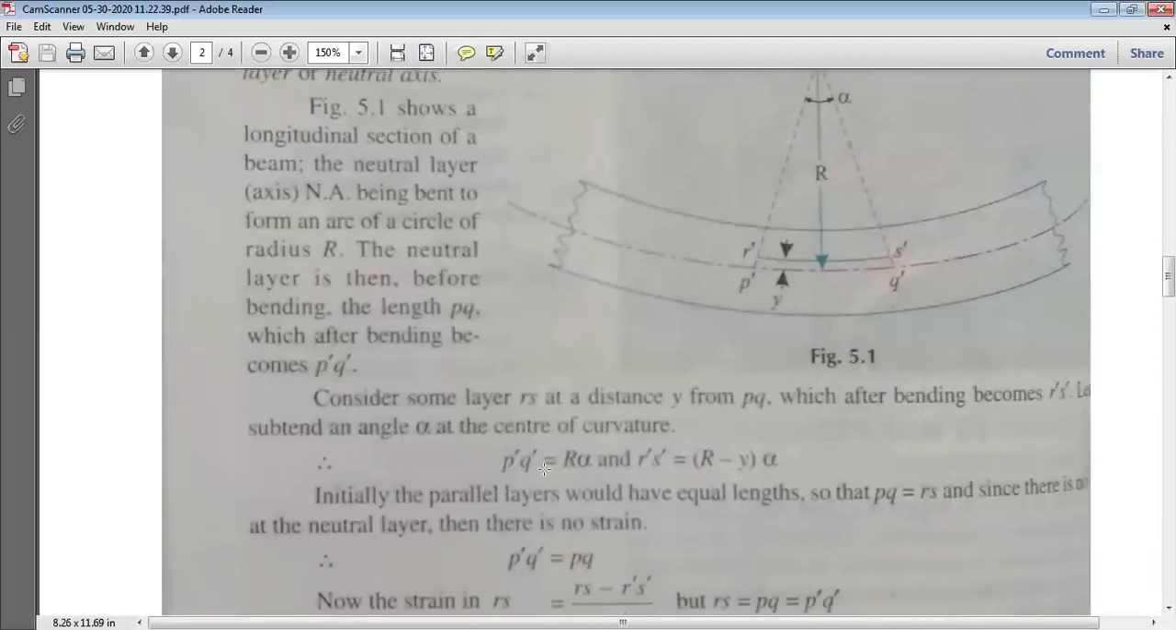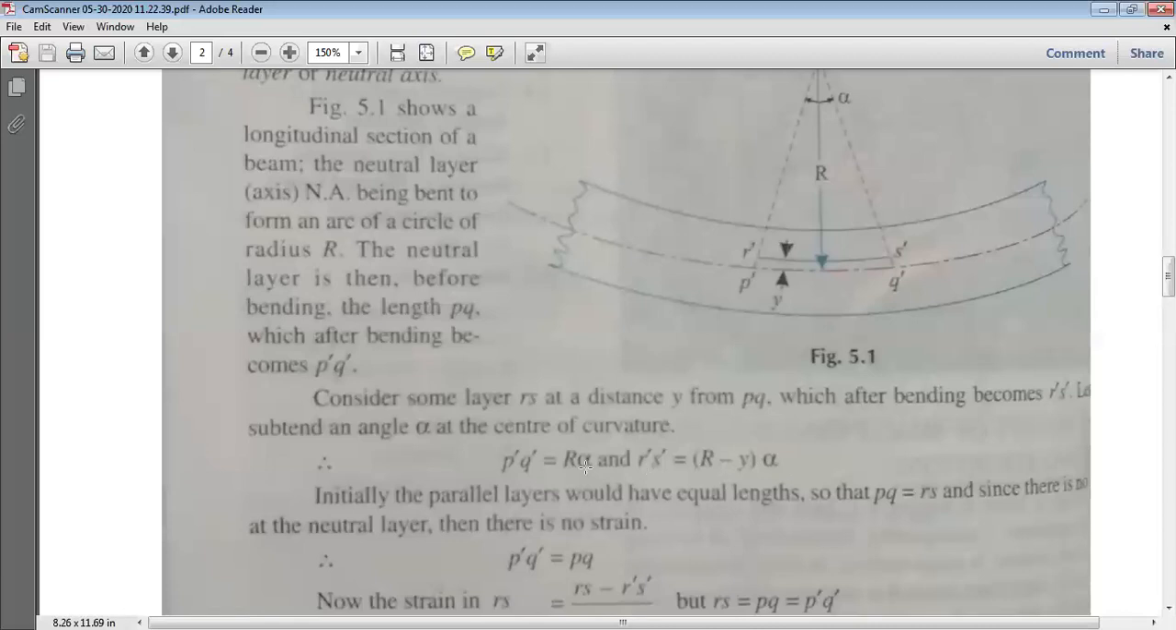We can say P'Q' is equal to R alpha and R'S' is equal to R minus y alpha, because P'Q' is the arc, and angle is equal to arc upon radius, so arc is equal to radius into angle. Here R is the radius and alpha is the angle. Similarly, R'S' is also arc upon radius, where the radius is capital R minus small y, because this is slightly above the neutral axis. So R minus y times alpha.